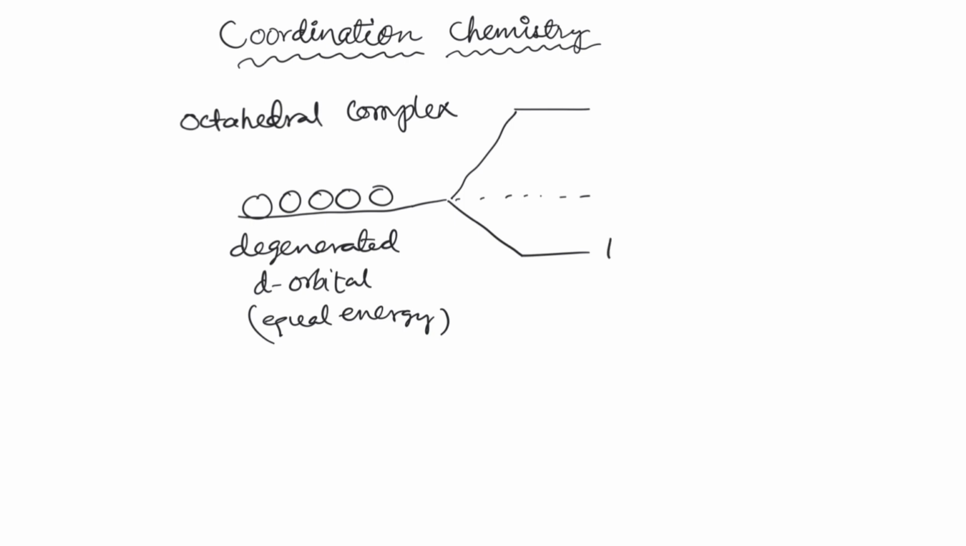One is T2g, another one is Eg. There are three and two orbitals respectively. The two orbitals are dx²-y² and dz². These are dxy, dyz, dzx. These are the three orbitals.